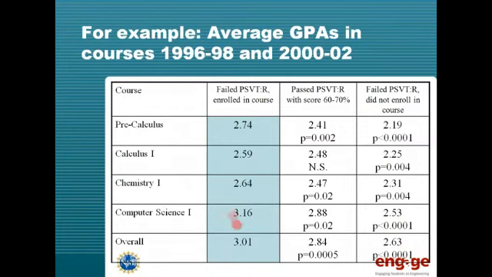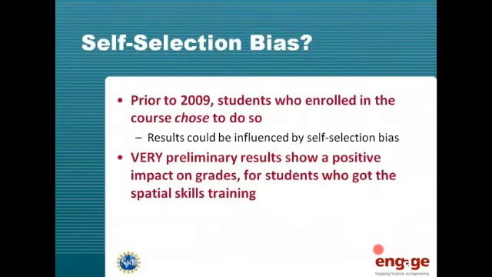If we look just at computer science, you can see that the students who took the spatial skills course, who needed it, had an average grade of just above a B in the course, and the students who passed with a marginal score had about a C+, and the students who failed got a solid C in the course. And you see the same kind of trend in their overall GPAs.